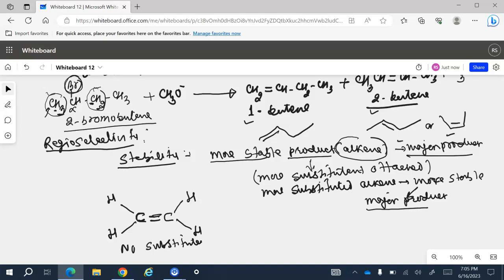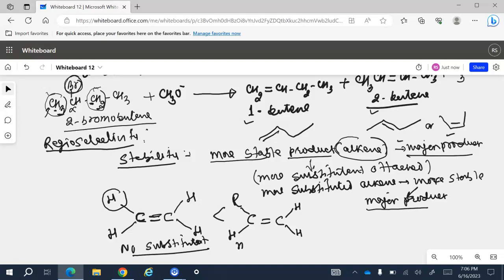So all four are hydrogen, which means no substituent. This type of alkene will be least stable. Now, it will be less stable than if you replace one of these hydrogens by any carbon-containing group, or you can say alkyl group, or R group, then we call that the mono-substituted product. So one is an R group, any alkyl group: methyl, ethyl, propyl, butyl, any alkyl group, that will be the substituent.